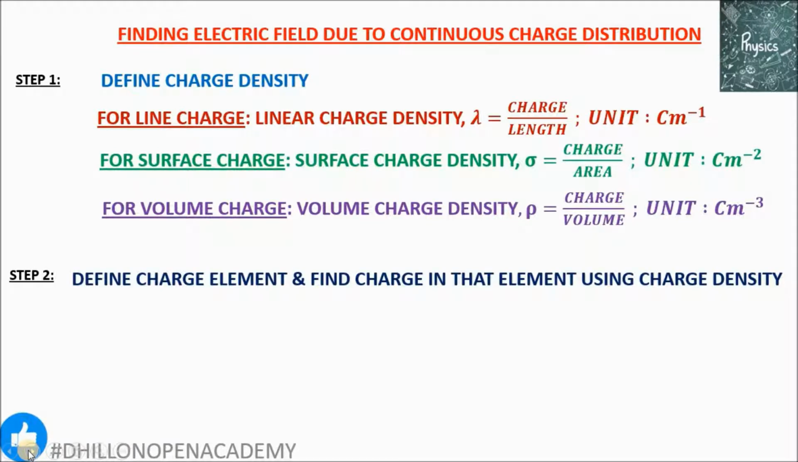The second step is to define the charge element and find the charge in that element using the charge density. What is a charge element? A very small piece of the charge distribution. For example, in the case of line charge, if we take a very small portion of the string on which the charge is present, such that its length is infinitesimally small, almost equal to zero, we call that small portion of the wire the line charge element.